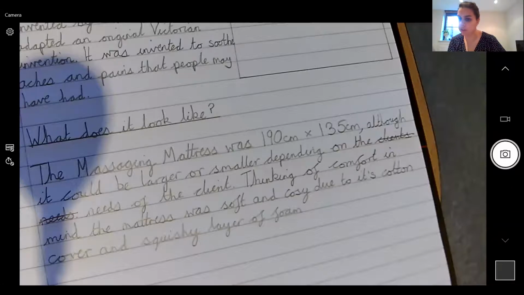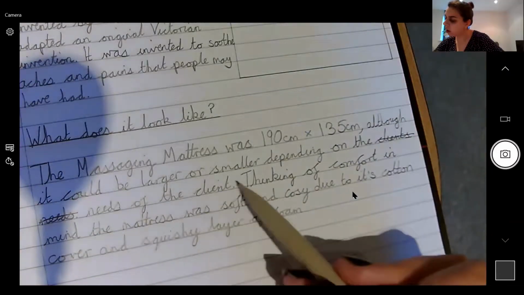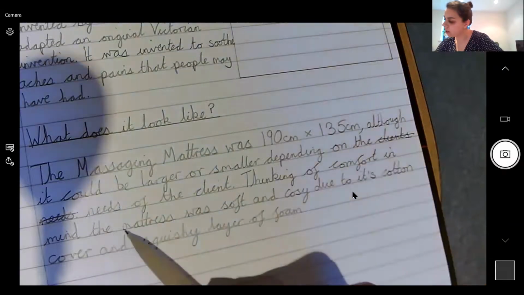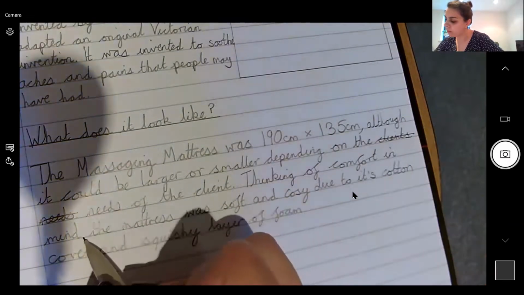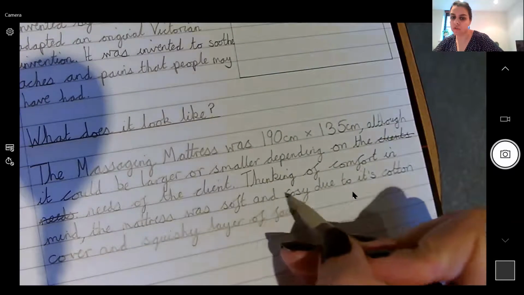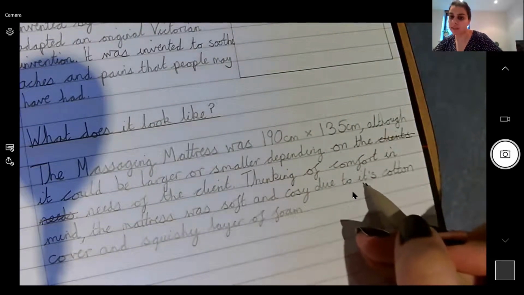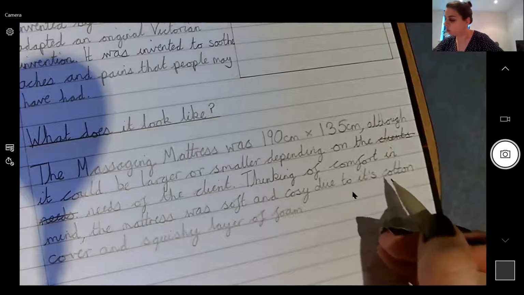Okay, I'm going to read through it to check that I'm happy with it. So it says the massaging mattress was 190 by 135 centimeters, although it could be larger or smaller depending on the needs of the client. Thinking of comfort in mind, the mattress, oh, I'm going to do a comma there. The mattress was soft and cozy due to its, oh, I've done the wrong it's, because this is, it is cotton, which doesn't make sense.